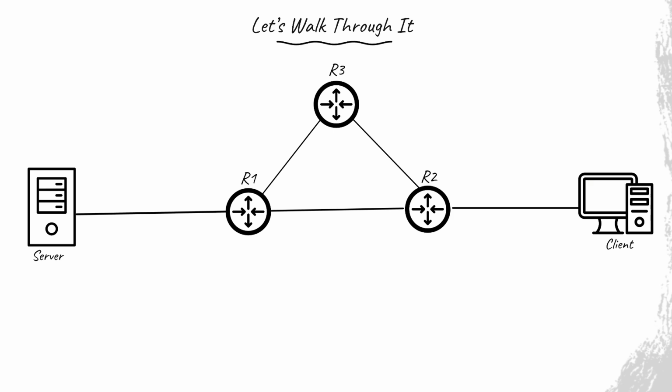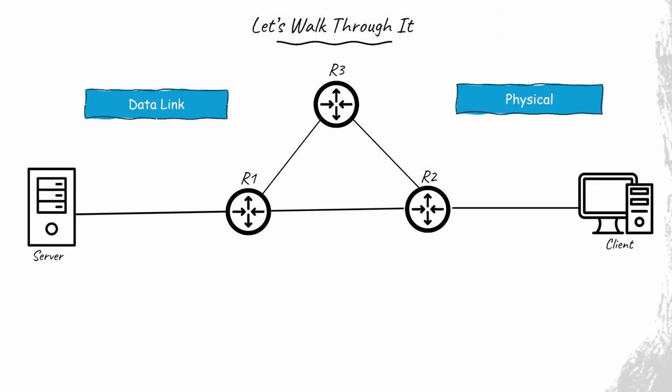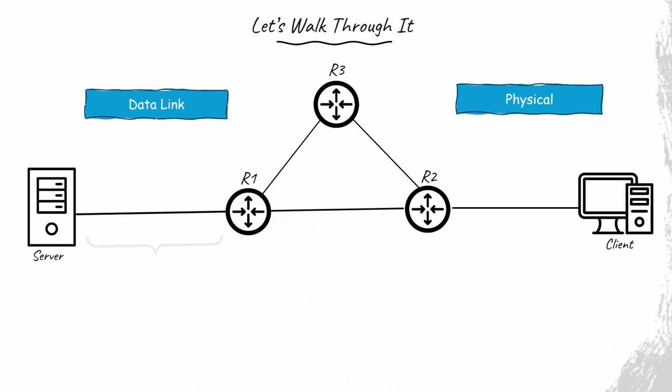This journey from one device to another before reaching the final destination is handled by the data link layer and the physical layer. These layers are responsible for moving the packet one hop at a time, making sure it gets from the server to R1, from R1 to R2, and then from R2 to the client.